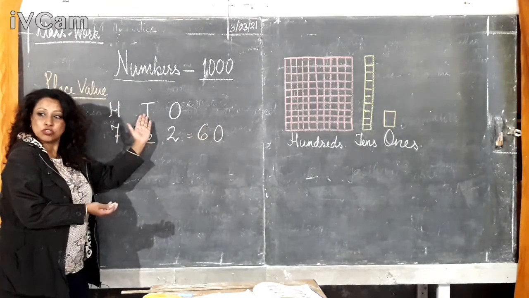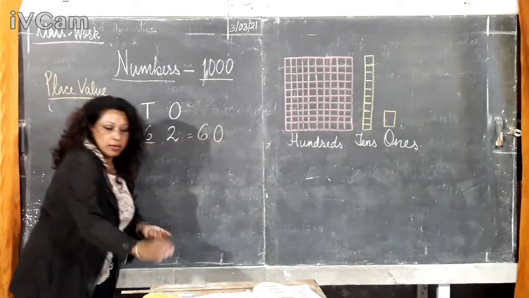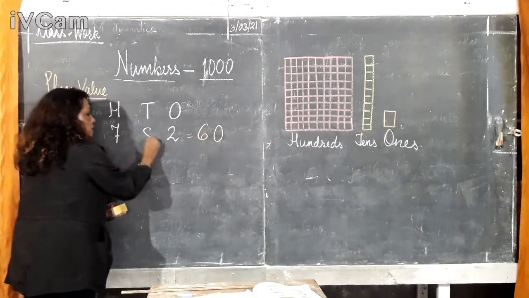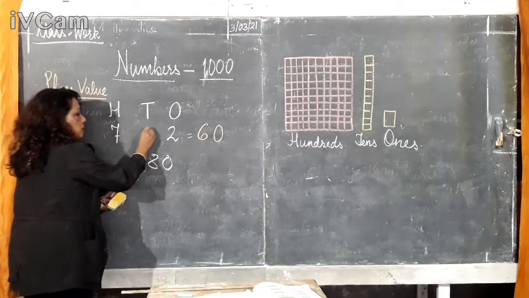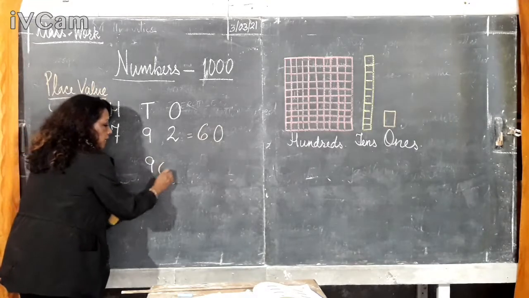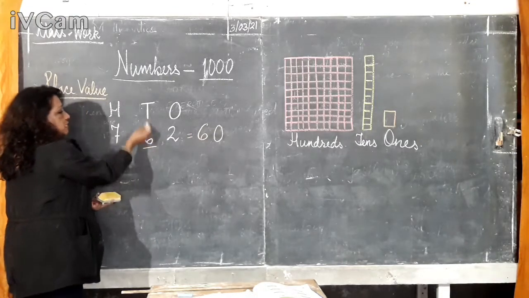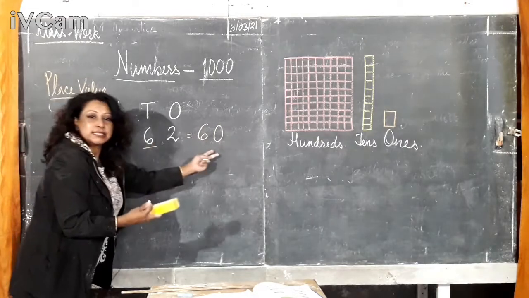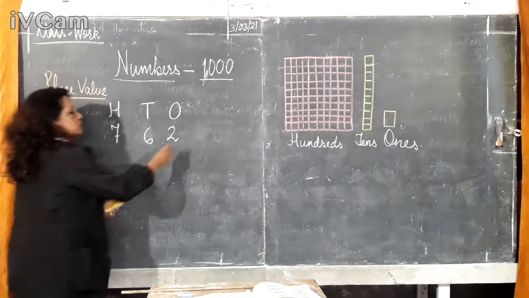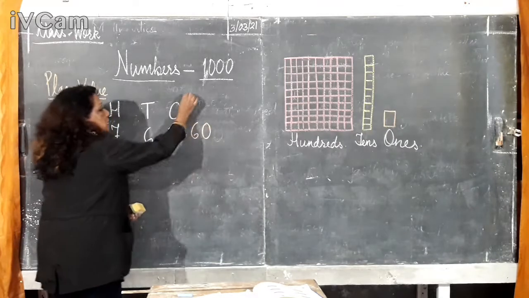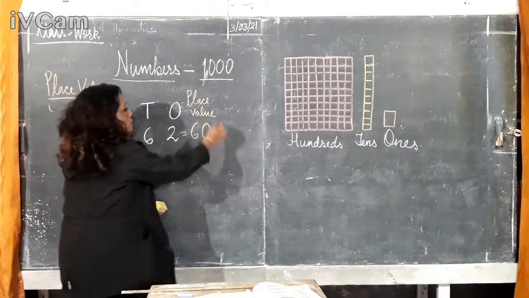If you have 7 tens, what will it be? It will be 7, 0, 70. If you have 8 tens, it will be 8, 0, 80. If you have 9 tens, it will be 9, 0, 90. So I underlined 6, and 6 stands under tens, so 6 tens means 60. Now, next number. This is how you write the place value. This is the place value. You also have face value.